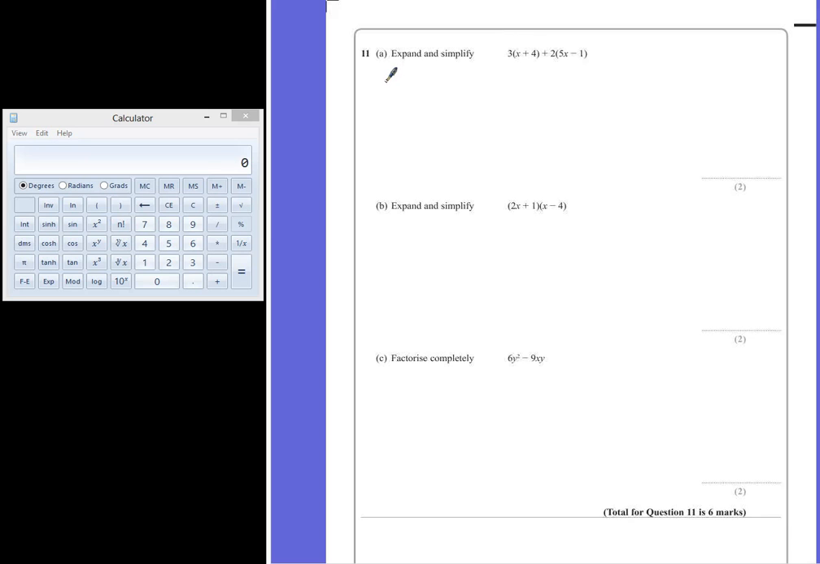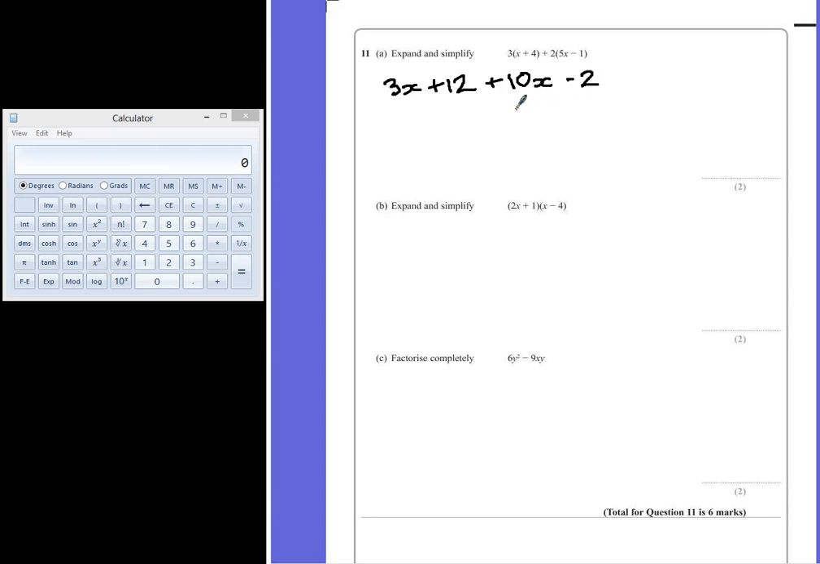3 times x is 3x. 3 times 4 is 12. And then the next bracket is multiplied by the number 2. So this is all nice positive numbers, so 2 times 5x gives us 10x. 2 times negative 1 is negative 2. So by multiplying out the brackets, we've got 1 out of our 2 marks.